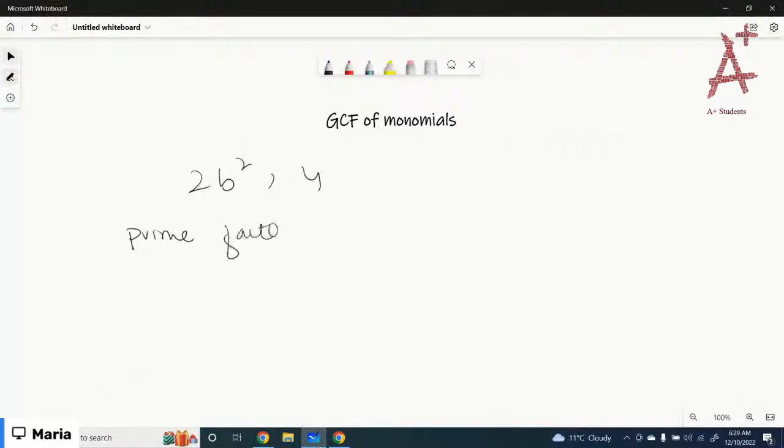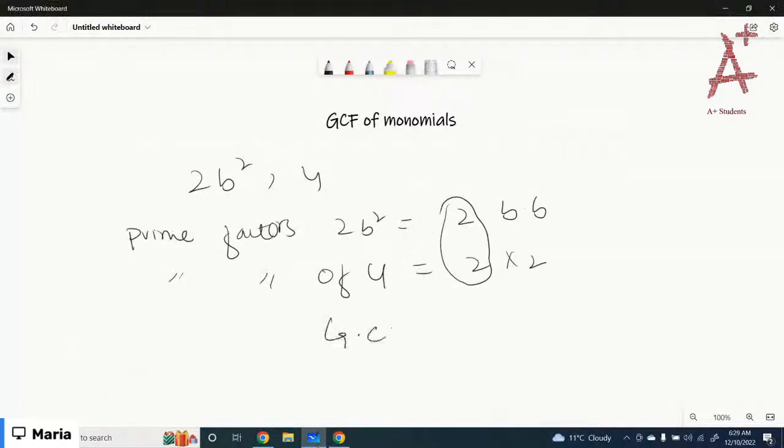So the prime factors of 2b square, that is 2 and b square. Then you have to write the prime factors of 4. So it would be 2 times 2. You have to look for the common factors. Here the common factor is 2. So that means the GCF is 2. Got it?